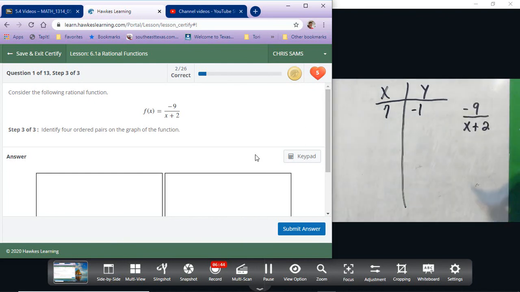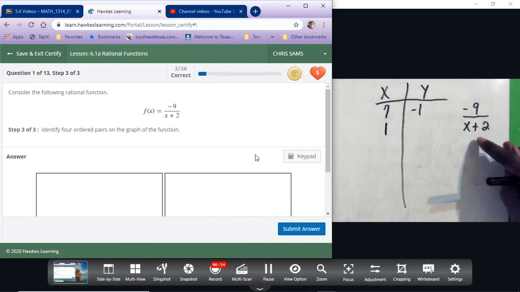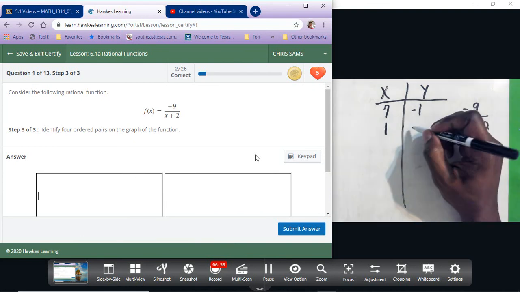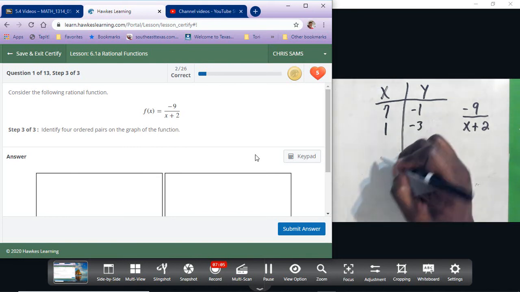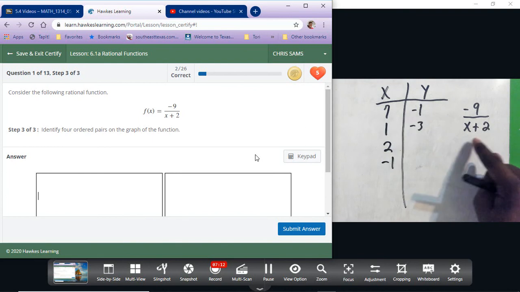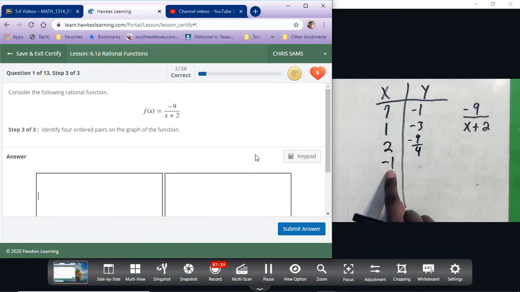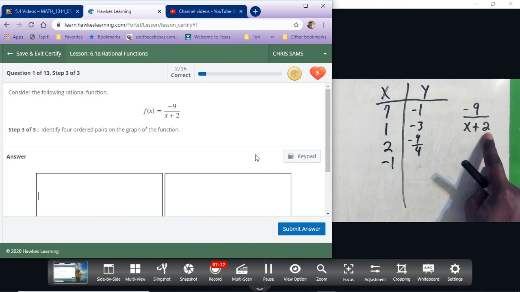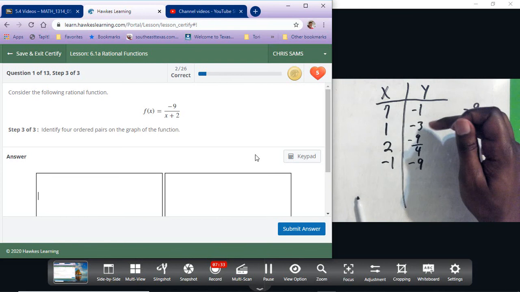Okay, so you just pick the points. I know that 9 is divisible by 3. So now if I make x 1, 1 plus 2 gives me 3. And if I divide -9 divided by 3, that gives me a -3. So I got 2 whole number ordered pairs. And then I can pick anything between. So let's just go 2 and -1. And I'm just doing 2 because 2 plus 2 is 4. And then I'll have a -9 divided by 4. That won't reduce. And then if I make x a -1, that will leave me with a 1 here. And -9 divided by 1 is going to be -9. So you can pick whatever you want, just so long as when you solve it, you get ordered pairs.